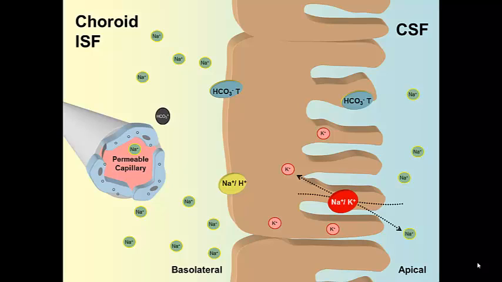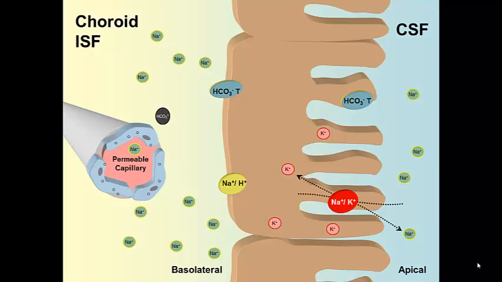So remember, these epithelial cells that comprise the choroid epithelium are linked together by tight junctions. Although these tight junctions are relatively leaky compared to the blood-brain barrier tight junctions, it still does prevent free movement of solute and water between the choroid and the CSF. So the way water is moved is by creating a concentration gradient in the CSF that's going to draw the water from the choroid ISF into the CSF.